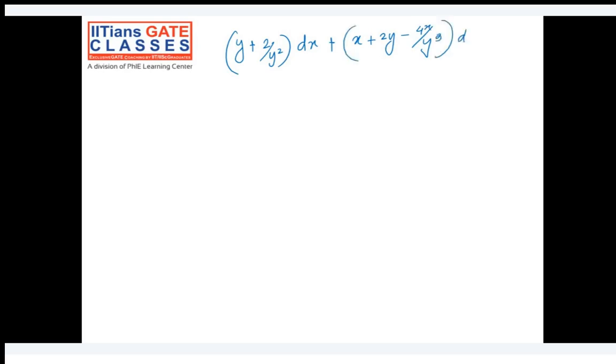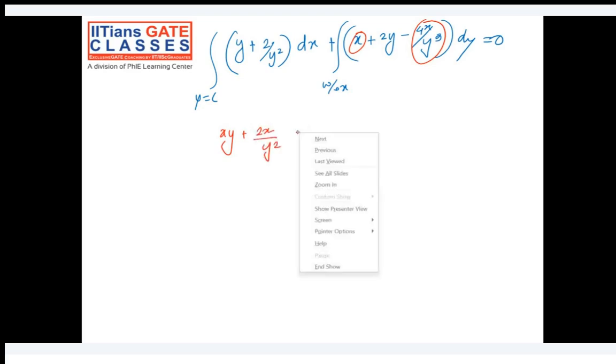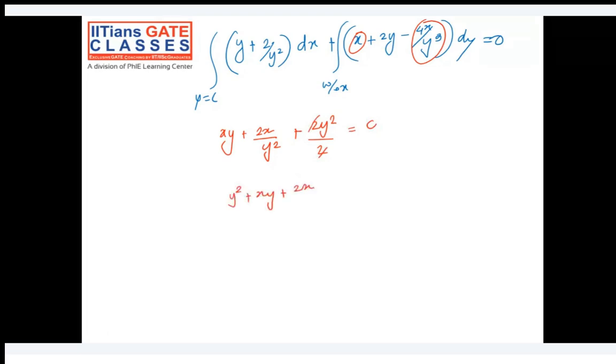Take the integration considering y as a constant, without x, which means you don't have to consider these two terms. Integration of the first term is xy plus 2x by y square. And here, integration of 2y is 2y square by 2, equal to c. So 2 will cancel. Yeah, this is the final solution: y square plus xy plus 2x by y square equal to c. Is it correct? This should be the answer.